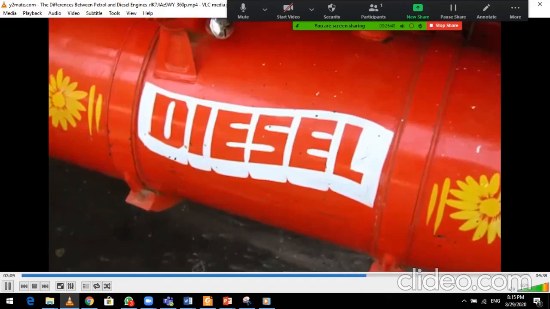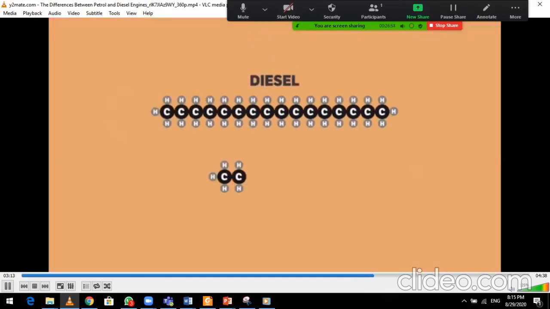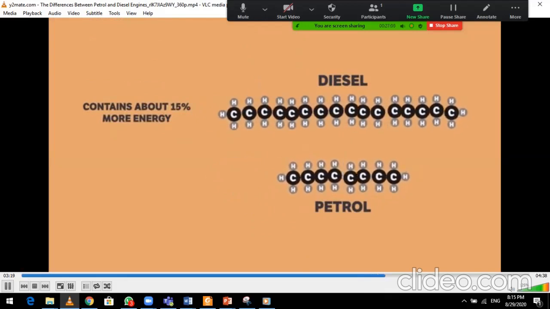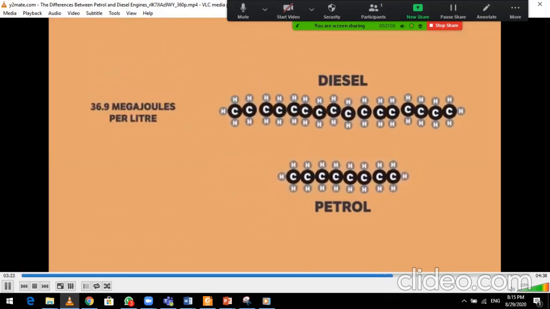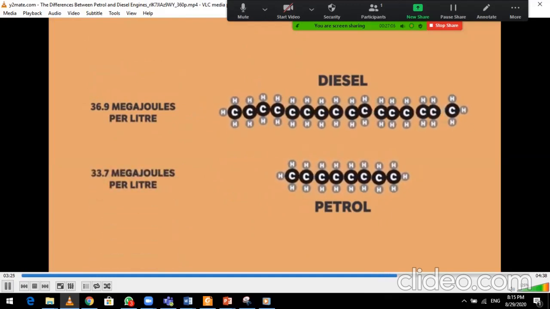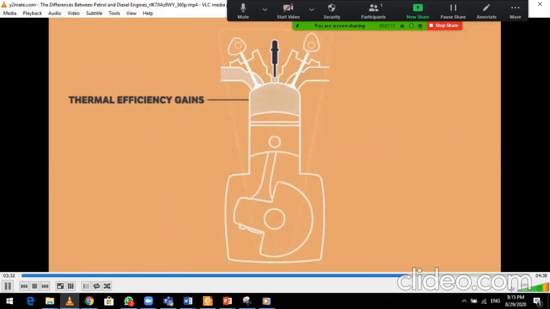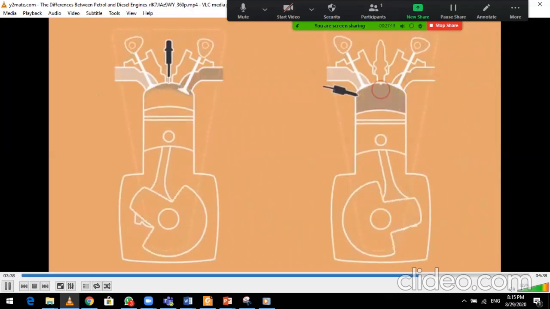One of the many reasons is down to the fuel itself. Diesel is comprised of more long-chain hydrocarbons, which simply means it's got more energy than petrol. In fact, it contains about 15% more energy by volume, roughly 36.9 megajoules per litre compared to petrol's 33.7 megajoules per litre. Diesel engines are also more efficient because of the thermal efficiency gains you get from igniting the air with high compression, rather than a petrol engine's lower compression ratio that requires a spark for ignition.